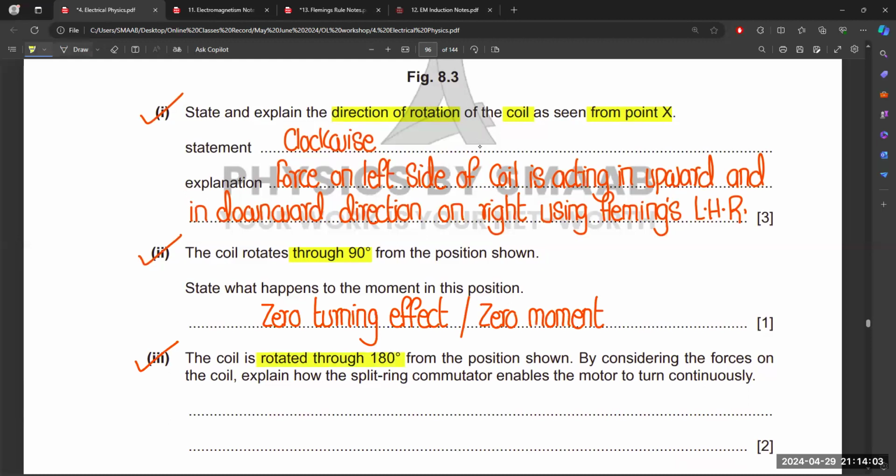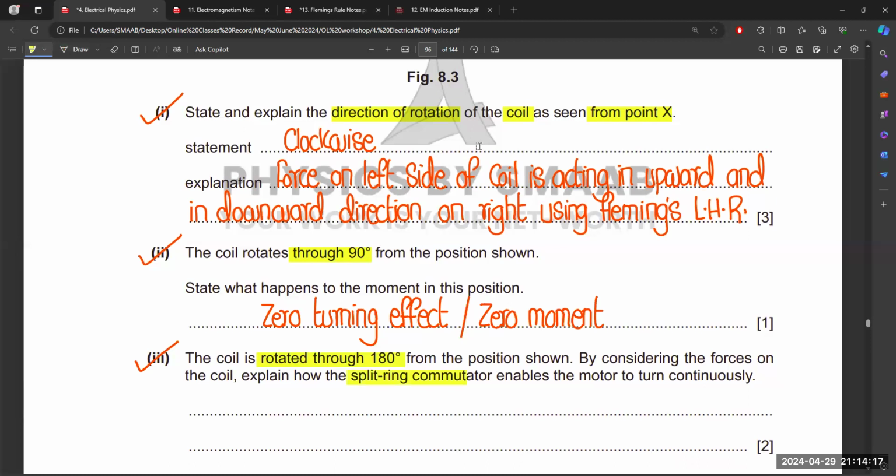And the coil is rotated through 180 degrees. 180 degrees means the right side is now shifted towards the left, and the left side is shifted towards the right. So from the position shown, by considering the force on the coil, explain how the split ring commutator enables the motor to turn continuously.